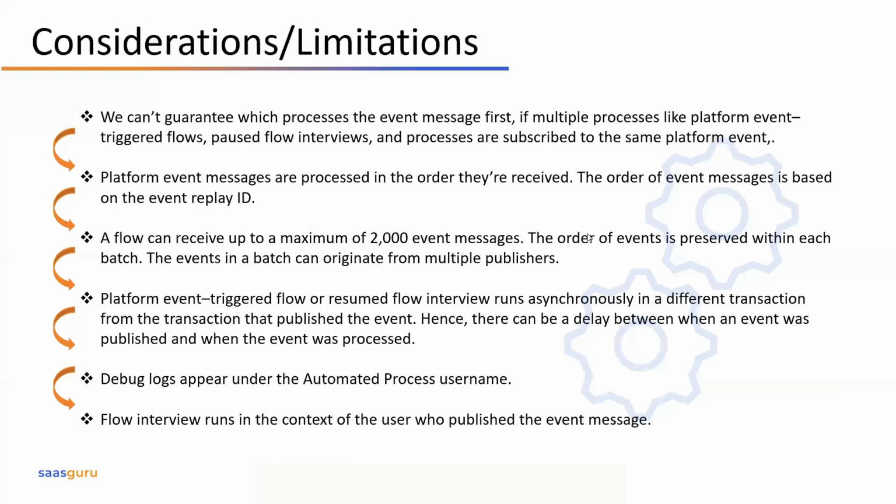Now, a flow can receive a maximum of 2000 event messages in a single batch, and the order of the events that are part of the batch is preserved. So if you have published, say, 5000 events, 2000 events can be accommodated in a flow in a single batch, and in whatever order they were published, they go into that batch.